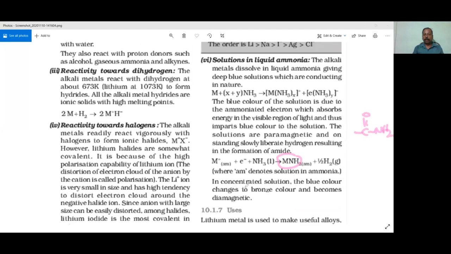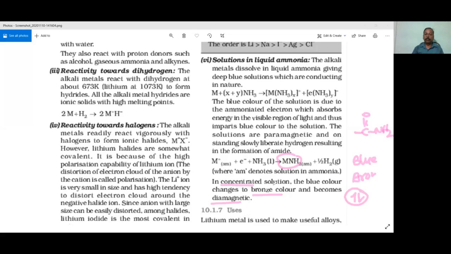Concentrated solution changes to bronze color. Dilute solution is blue, and concentrated solution is bronze, and it becomes diamagnetic. The unpaired electrons, whose number was larger, start pairing up and become diamagnetic. These are the properties of the alkali metals.